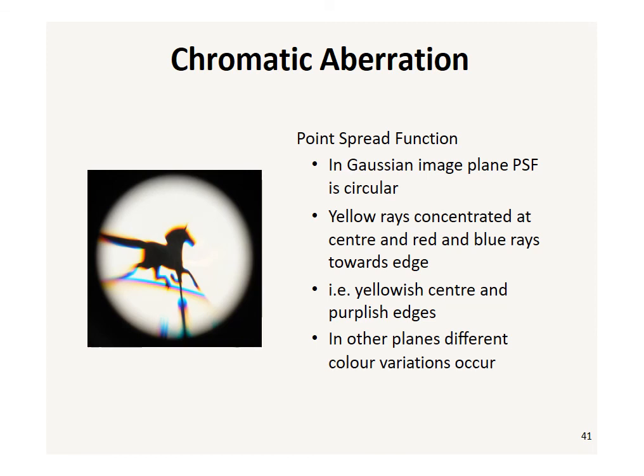So as we discussed, our point spread function of an object point is imaged as a circle, and that will depend on where the image plane is placed. So if we place it in the middle, we'll have yellow rays in the center, red and blue rays on the edge. But as we move that plane forwards and backwards, then we'll see different color variations.